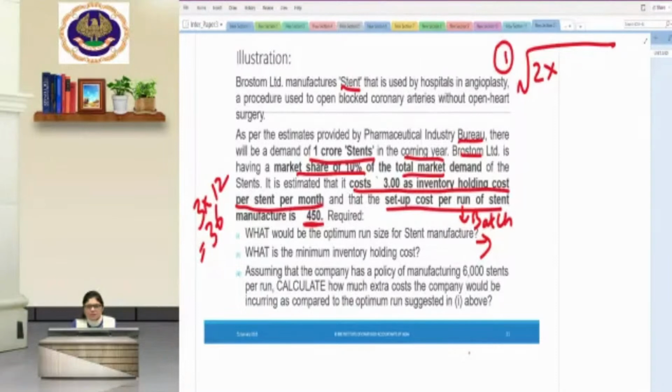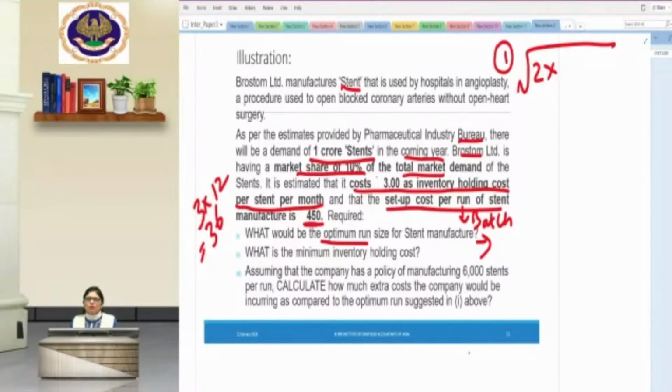Optimum runs. From where have you taken optimum runs? Let us do one by one. First, let us find out the optimum run. EBQ is actually the optimum. Optimum is the most economical. Optimum run means they are wanting you to calculate economic batch quantity.